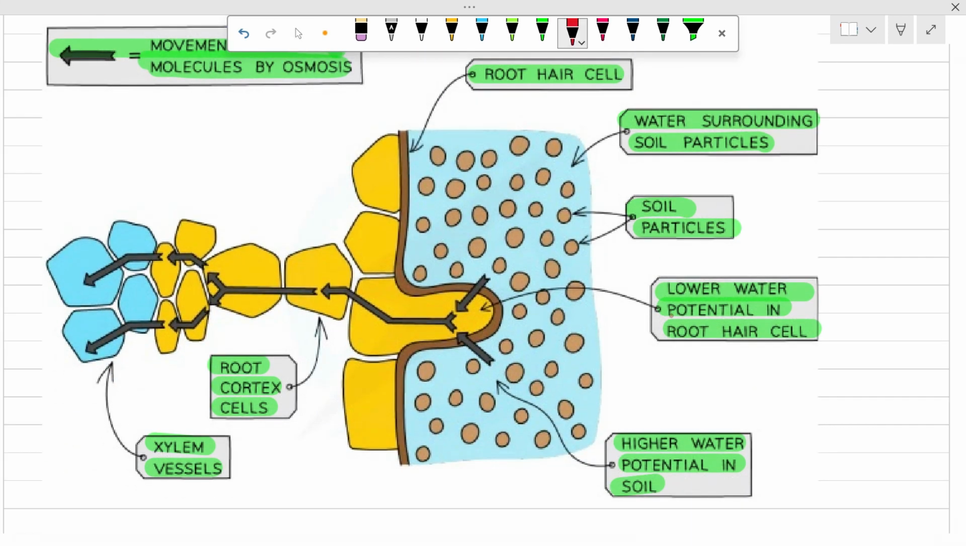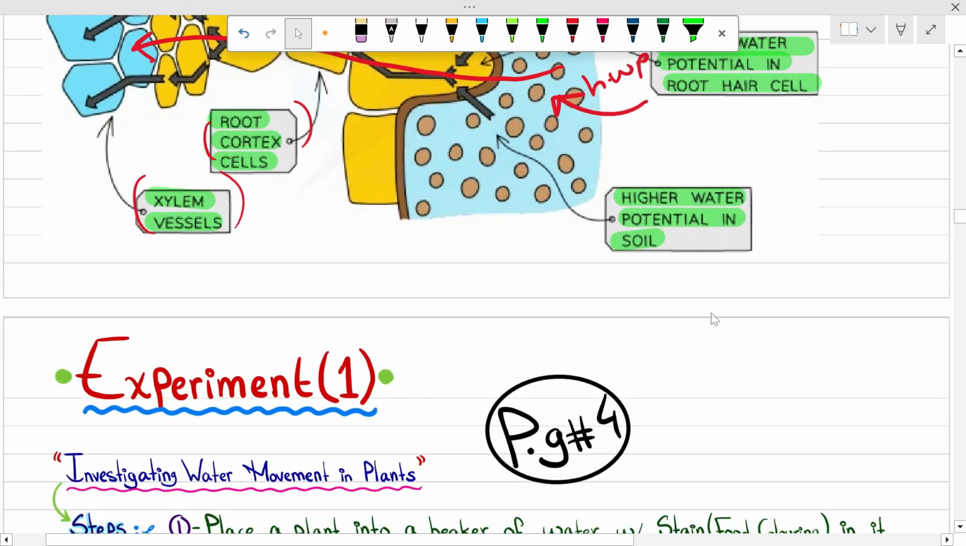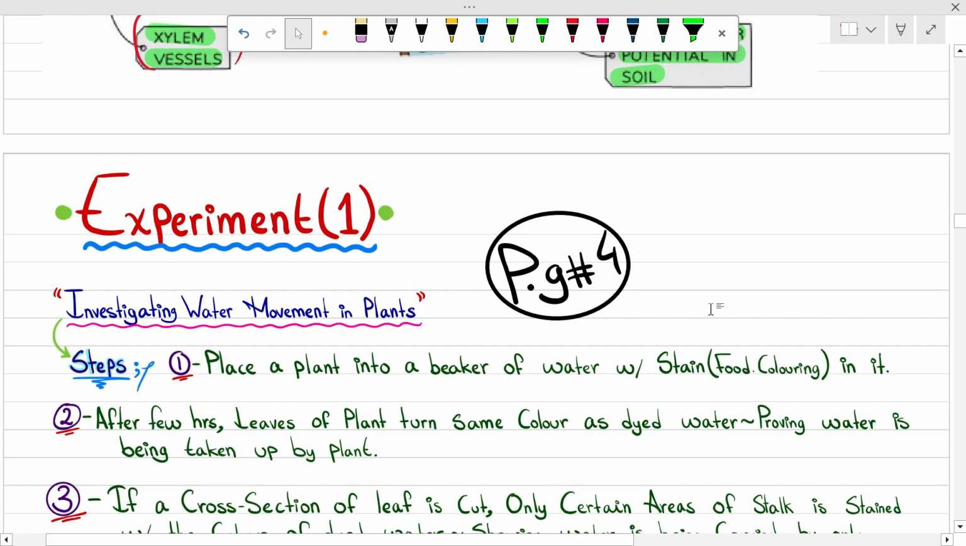So we put water inside the soil. This is the soil particles. It has high water potential over here. The water moves from high water potential to low water potential into the xylem vessels via root hair cell, via root cortex, into xylem vessels to be transported to the plant. From high water potential to low water potential. High water potential in the soil and low water potential in the root cortex cells.